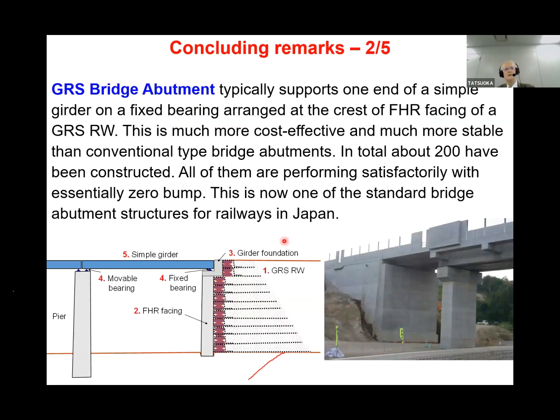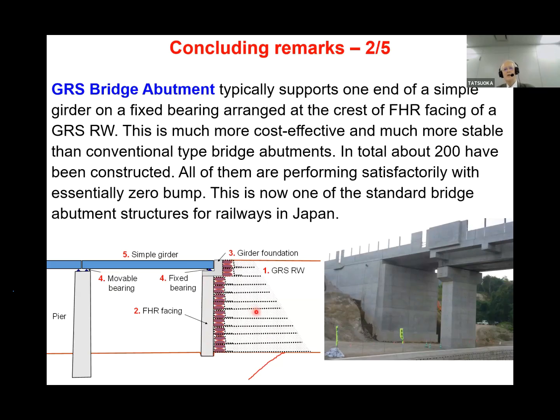The zero-grid GRS bridge abutment typically supports one end of a simple girder on a fixed bearing, arranged at the crest of the full-height facing of a GRS retaining wall. This is much more cost-effective and much more stable than a conventional type bridge abutment. In total, about 200 have been constructed.